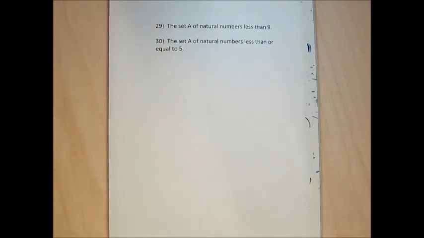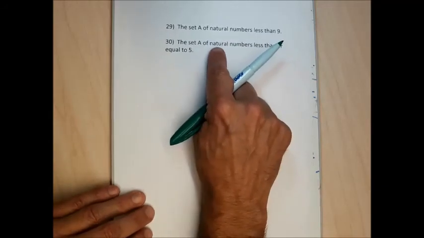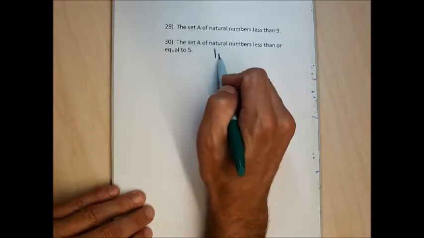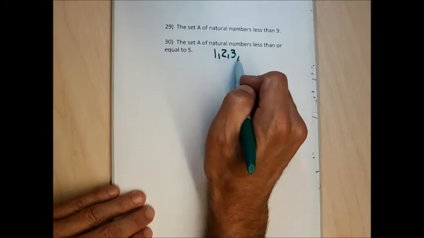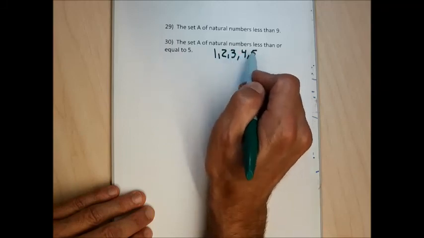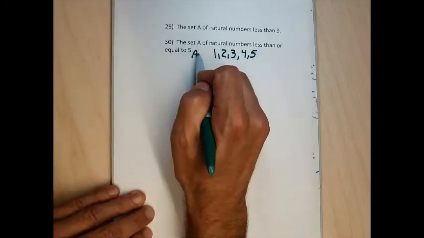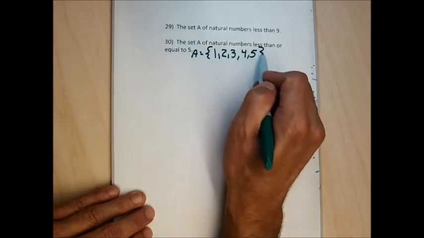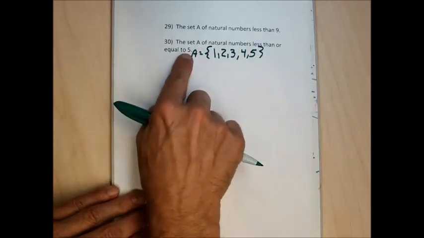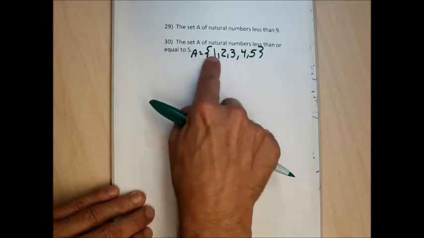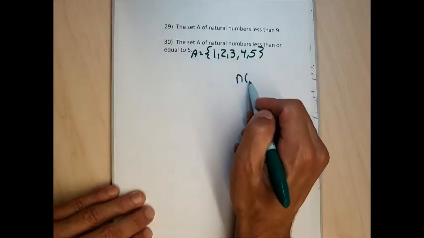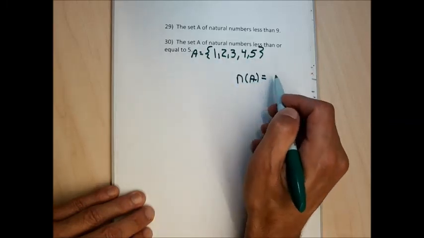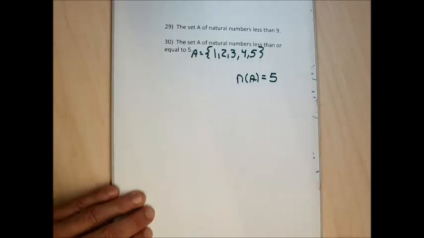For my 30, my set A is a set of natural numbers that are less than or equal to 5, and natural numbers start at 1. My set A has the natural numbers that are less than or equal to, so I'm going to include the 5. My set A is going to have those 5 elements, and my answer to problem 30, the number of elements in set A, is 5.